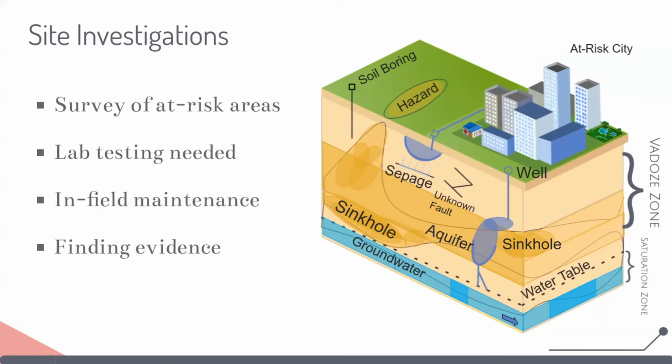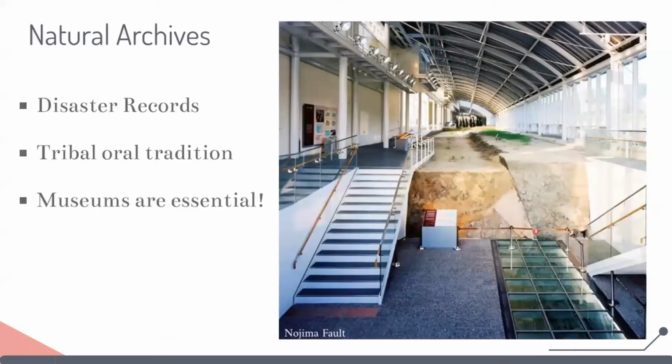Supplemental information to site investigations are natural archives. Natural archives are useful as these records hold historical data on disaster events. Examples include personal journals or old shipping logs. On a grander scale, natural archives can be museum features.